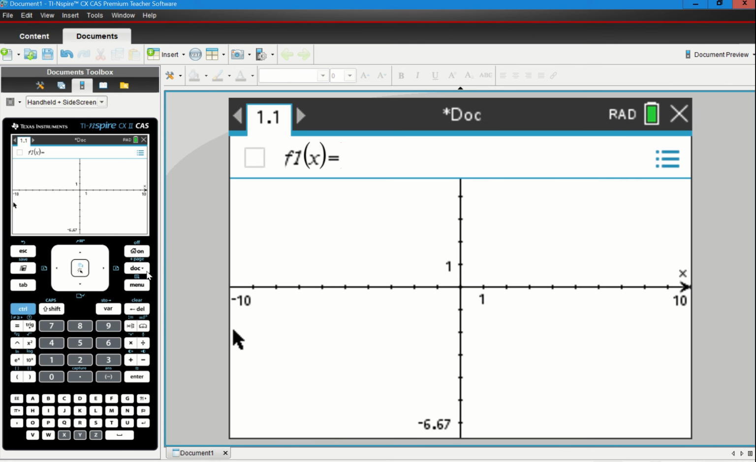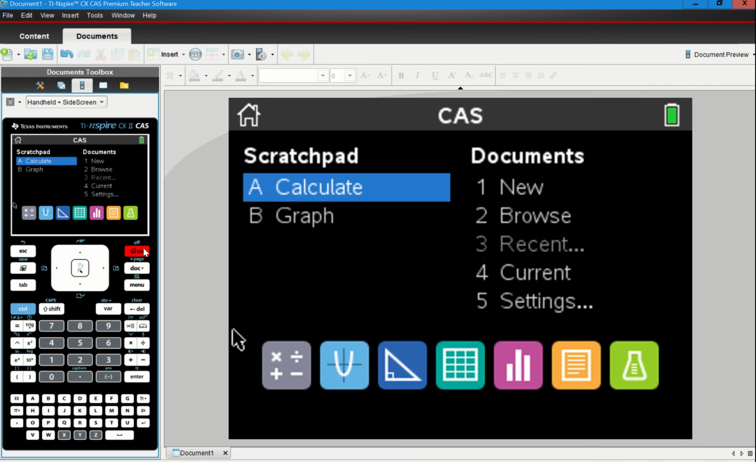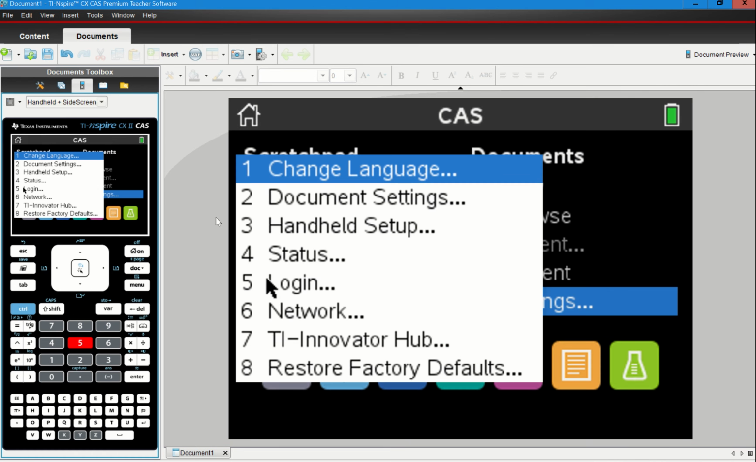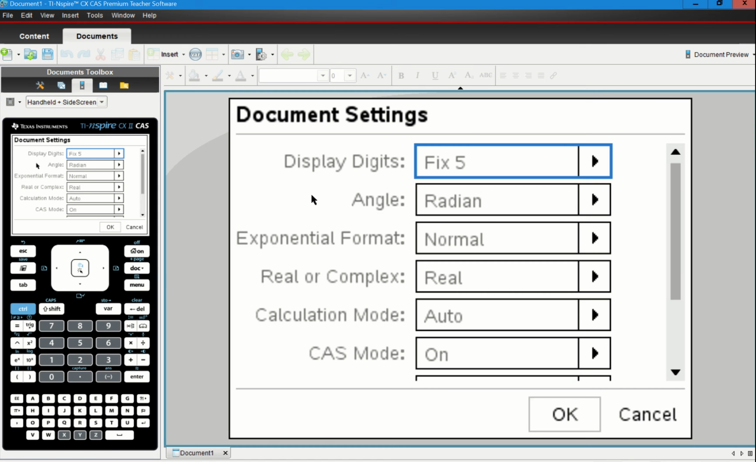So if I'm going to hit my home screen really fast and check some other settings. I'm going to arrow over and choose option 5. For some better settings, I'm going to hit document settings, and I just want to make sure that what I really want, the 2 things, fixed 5 and radians. Those are really important. These other things probably are already set up correctly, but you can take a quick look.